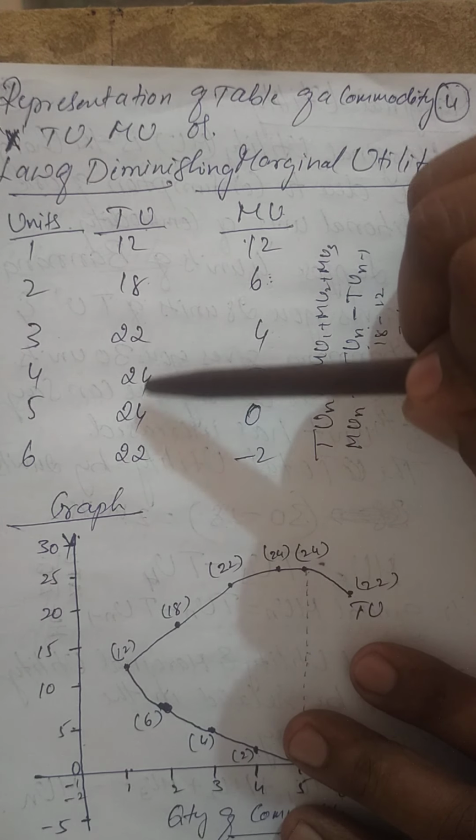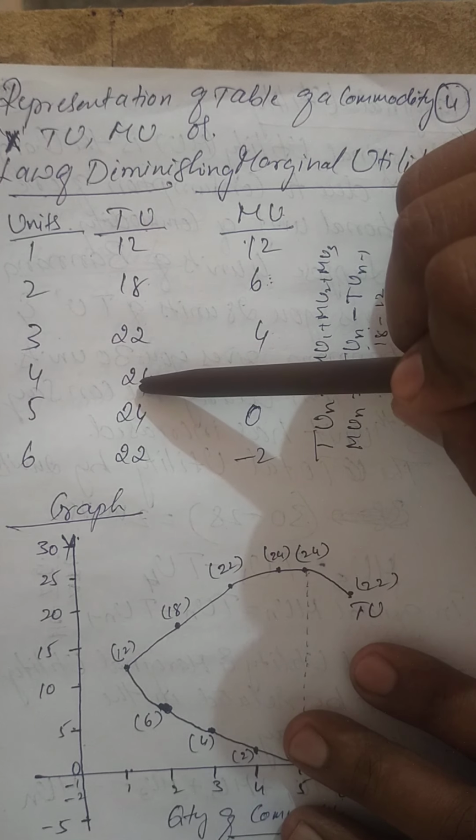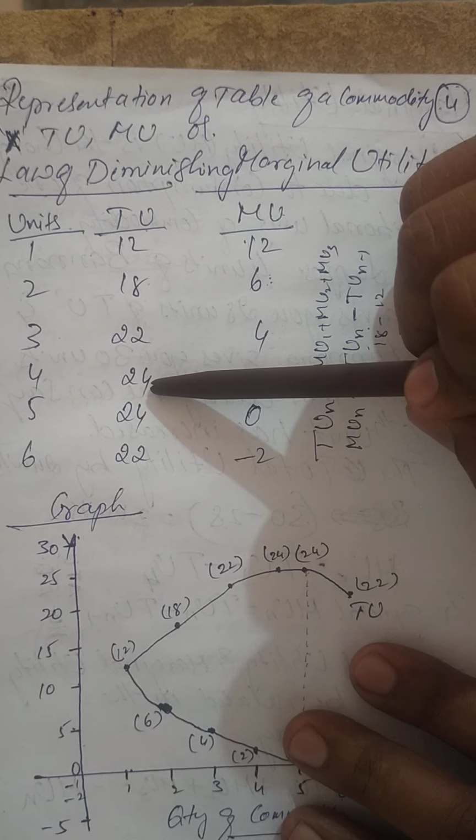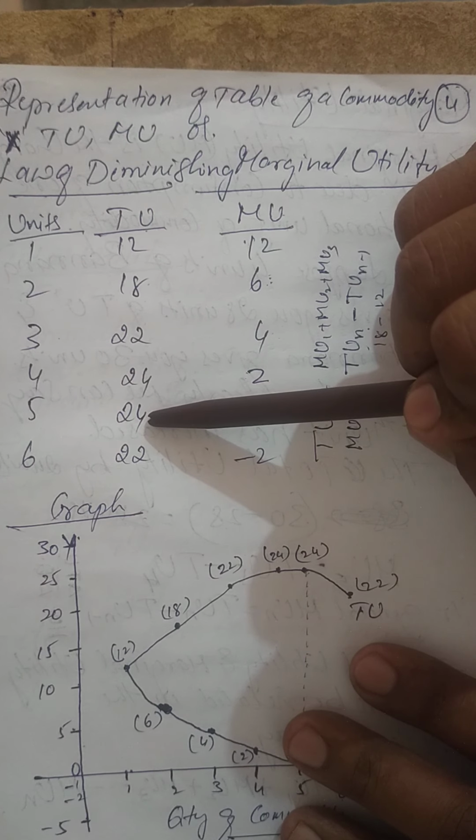I'll not change my satisfaction level. See, observe here, my satisfaction level is 24. Maximum I have reached already. Again it remains the same here, at the 5th unit. Now again I feel like I'm not able to have more, but somebody forces me.